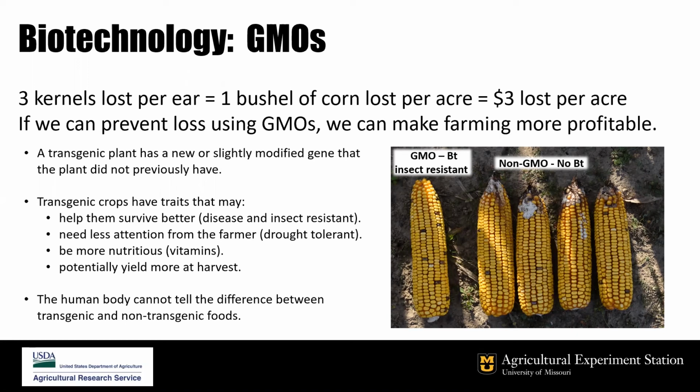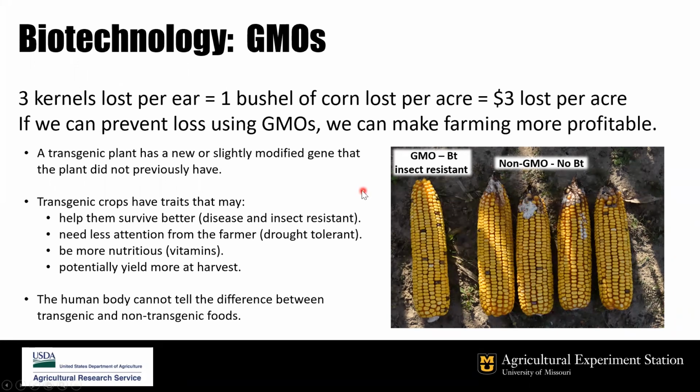It is really important to understand that even though an ear of corn looks okay, for every 3 kernels that you lose per ear, that results in a bushel of corn lost per acre, or $3, based on 1 bushel costing $3, a $3 loss per acre. So imagine if you have 1,000 acres of corn, if every ear is just missing a few kernels, that's $3,000 lost. And so anything we can do to prevent the loss of those kernels, for example, using GMOs, we can make farming more profitable.